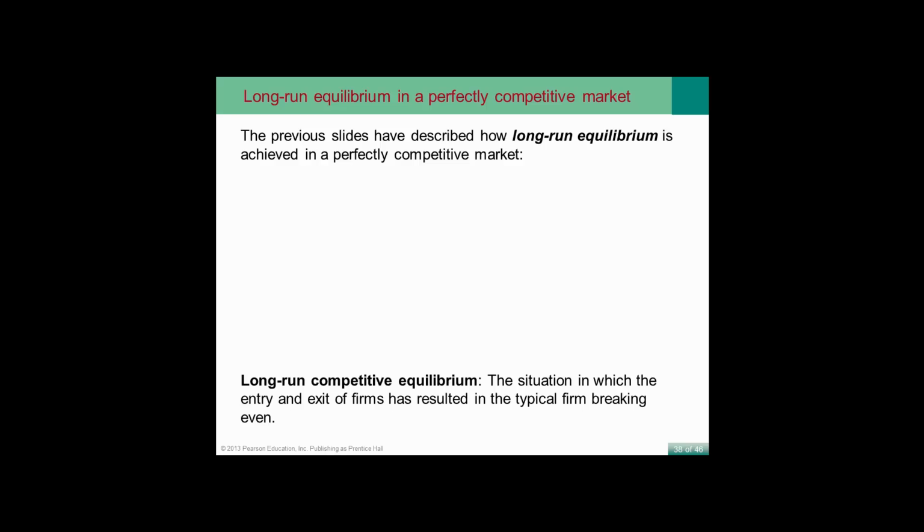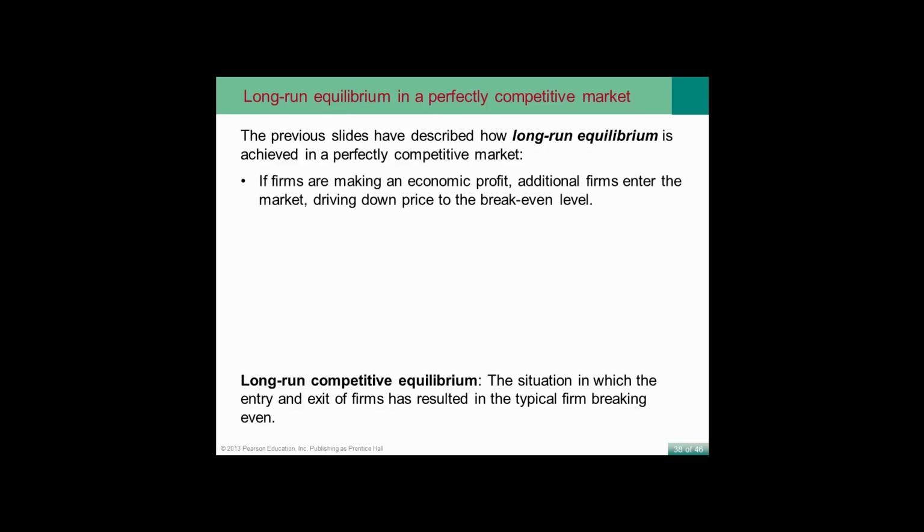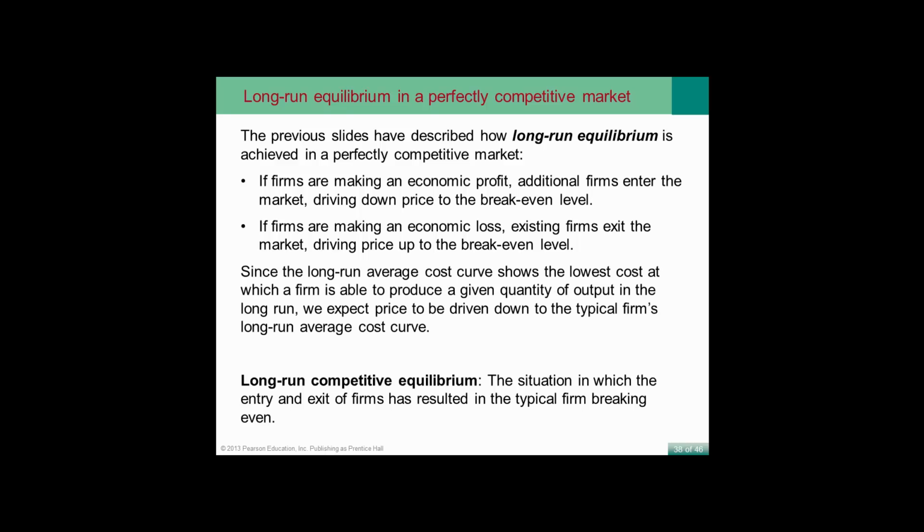Long-run competitive equilibrium is a situation in which the entry and exit of firms have resulted in the typical firm breaking even. If firms are making an economic profit, additional firms will enter the market, driving down the price to break-even level. If firms are making an economic loss, firms will exit the market, driving up the price to break even.